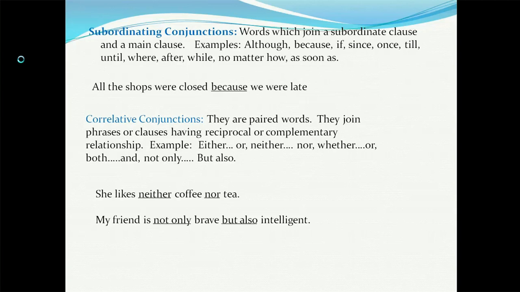I will have either coffee or tea means I can have anything. If you give coffee I will have it, if you give me tea also I will have it. This is either or, that is for positive. If neither nor is used, that means both are not. Next, my friend is not only brave but also intelligent. That means she is brave, also intelligent. She is both. So these are correlative conjunctions.